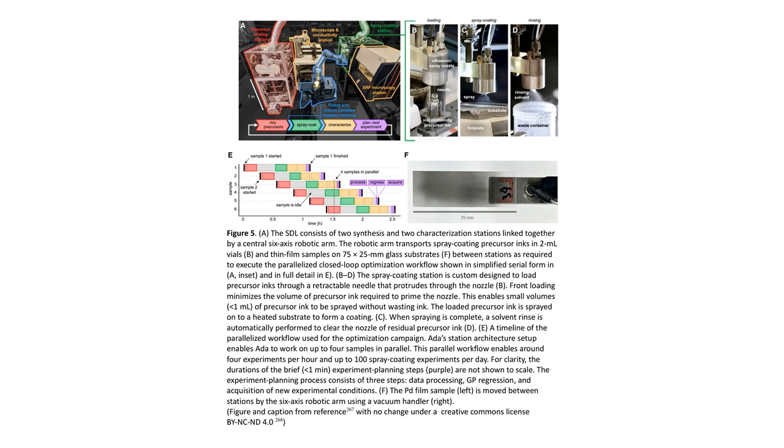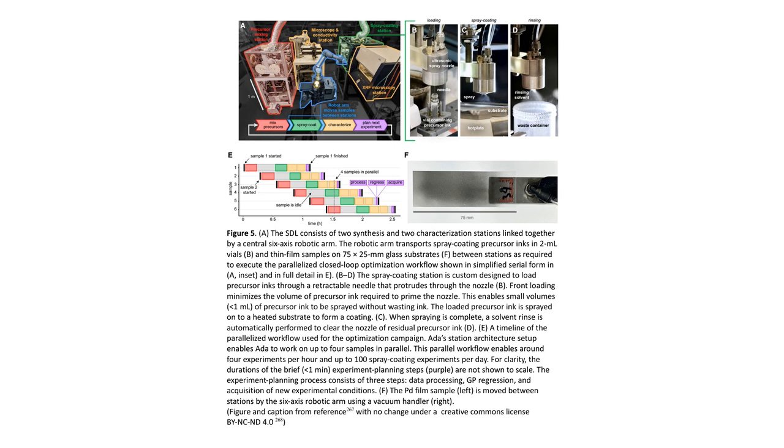The paper provides a compelling visual of what such a system looks like. We see a central robotic arm that moves samples between different stations. There's a station for mixing precursor inks for synthesis, a spray coating station to create the thin films, and various characterization stations, for example for microscopy or conductivity measurements.